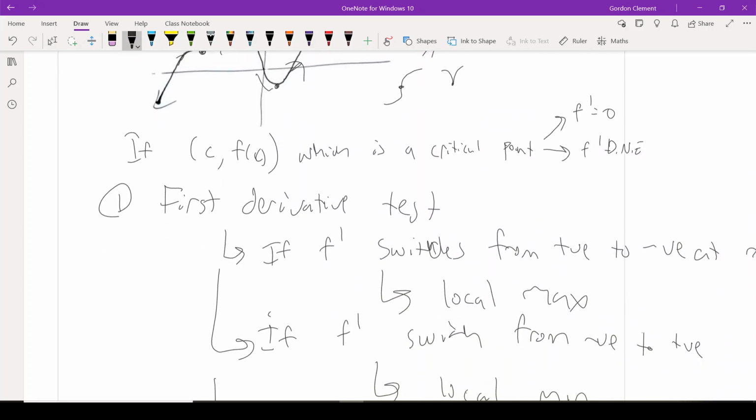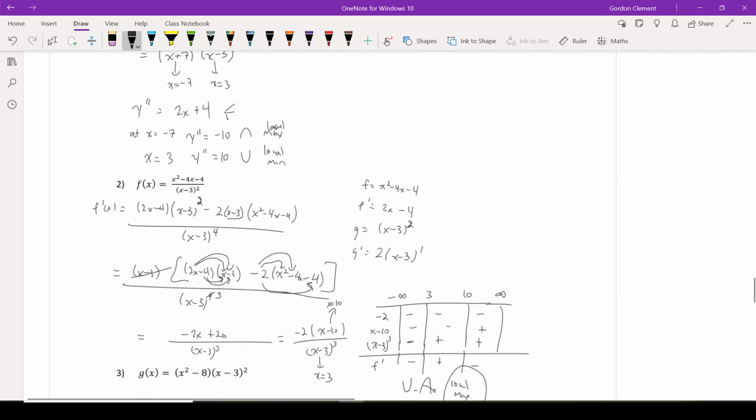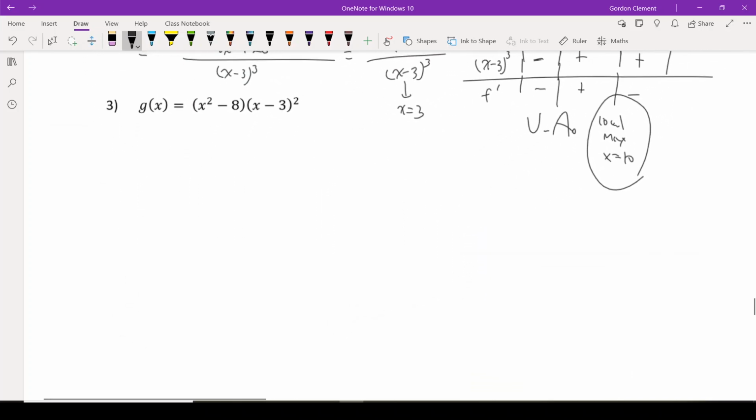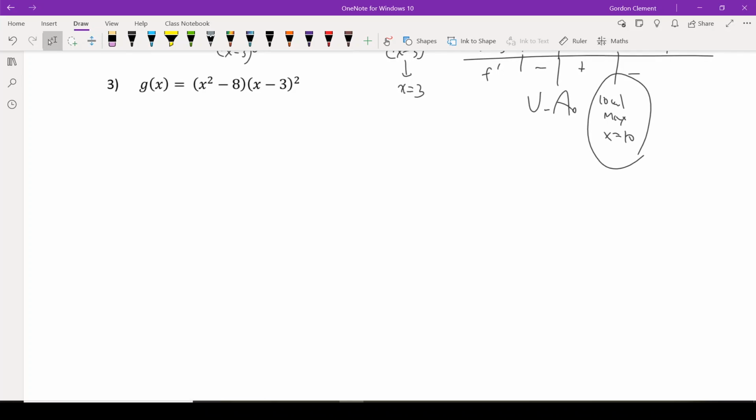If f at C is a critical point, it has to be a point on the graph before you consider doing these tests. So you have to make sure that there's actually a point there. So in the case of a vertical asymptote, there's no point there. So we're not going to call it a max or a min point. Okay, I'm going to move on to this last example.